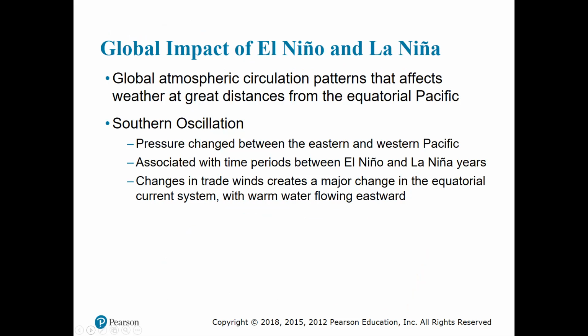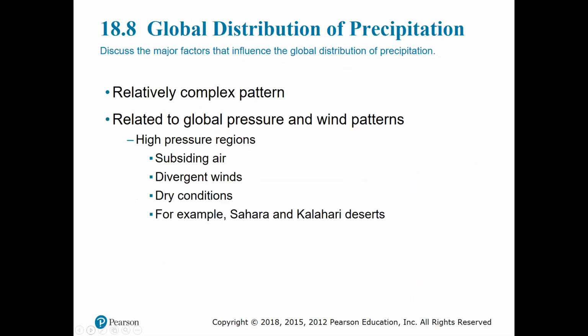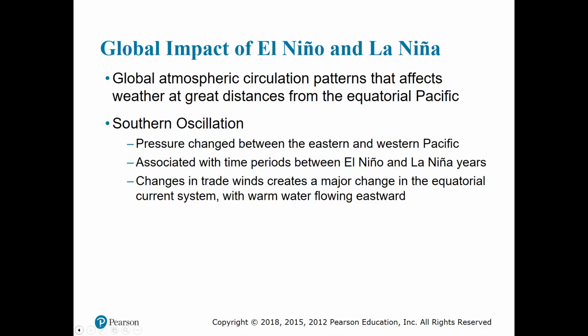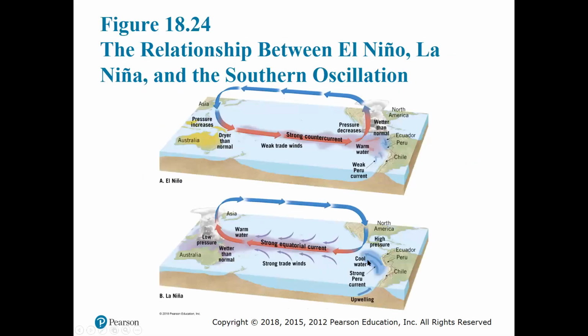Now, what is interesting about this is that it provides us with what we call teleconnection, in that we get these temperature changes and these precipitation changes that are occurring really throughout the world based on what's happening in one small section on the planet.